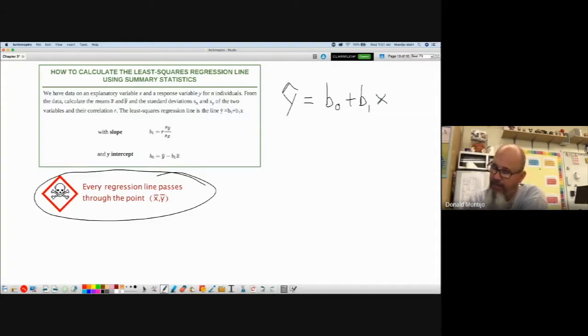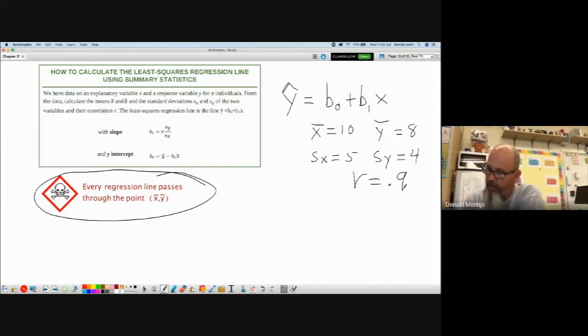What's probably going to happen is they're going to tell us that the mean of X is 10. The mean of Y is 8. The standard deviation of X is 5, and the standard deviation of Y is 4. Okay, so let's calculate the slope from here. We don't even know any of the data points. We just have some of the values of the variables. We know what the means and standard deviations are, and we know that R is, let's say, 0.9.